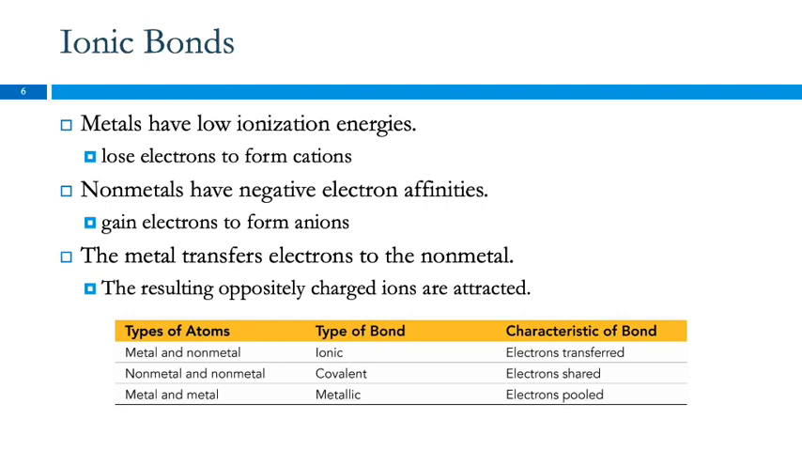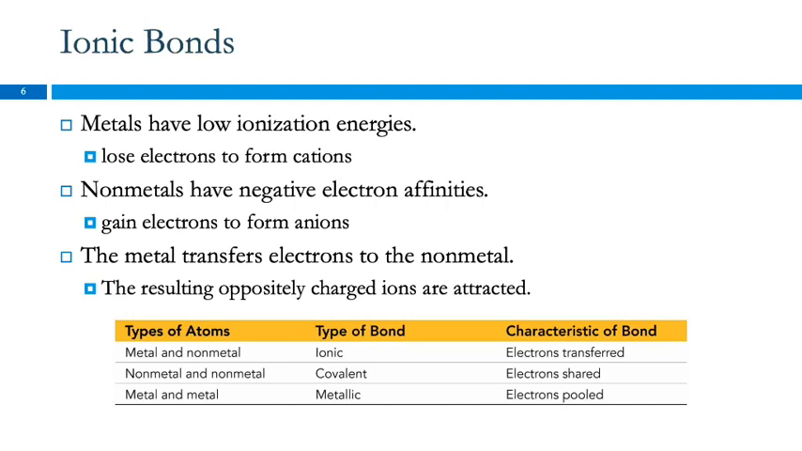So the reaction occurs because the metal transfers its electrons to the nonmetal. The metal's interested in losing some electrons, the nonmetal's interested in gaining some electrons. They get together and they make each other happy, I guess. Then you have oppositely charged ions and you just have electrostatic attraction.